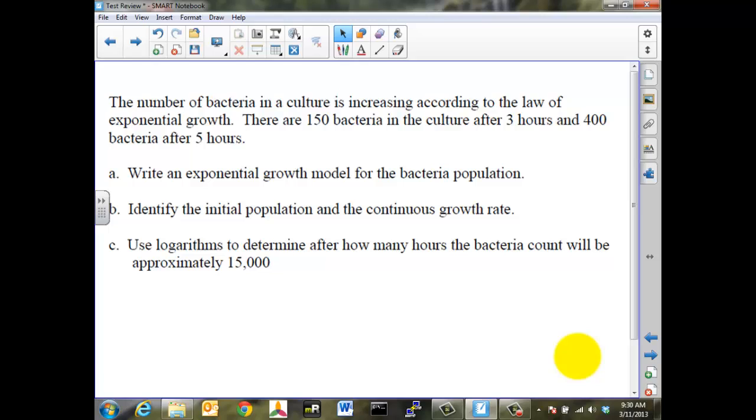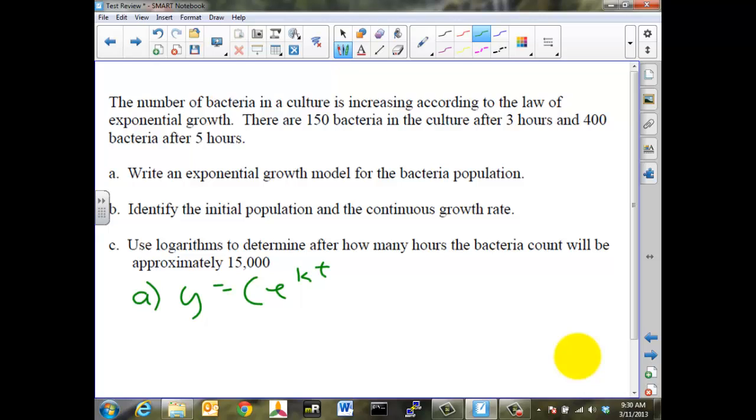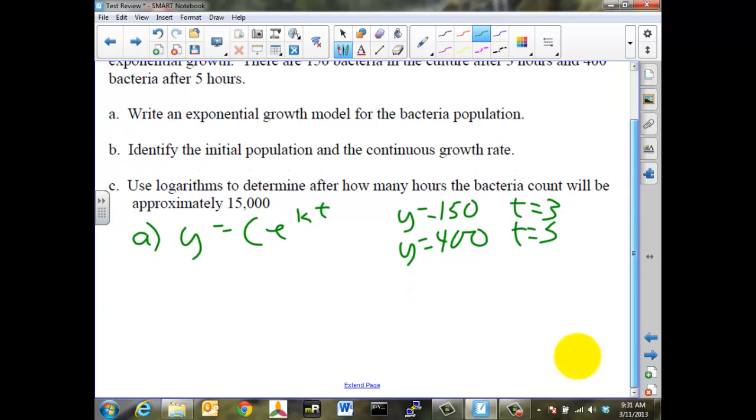All right, an exponential growth model. So tell me what you've done so far. Well, the exponential growth model is y equals C e to the kt. And so we know that y equals 150 when t equals 3, and y equals 400 when t equals 5. And then it asks to identify the initial population and continuous growth rate. Okay. So can you use this information to figure out what your C and your K are?